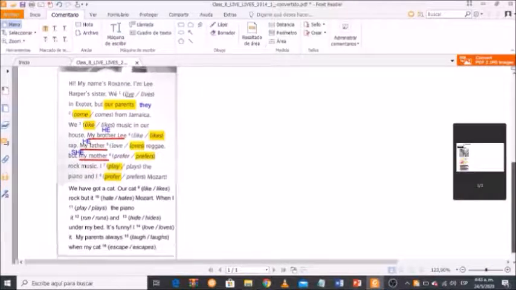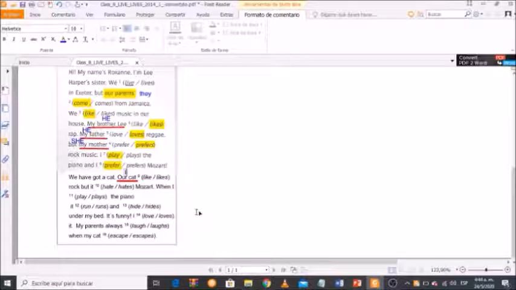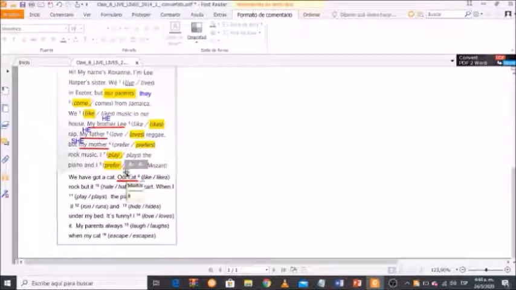Okay, very good. Then it says, we have got a cat. Our cat like or likes rock? Muy bien. What is the subject of this sentence? So, the subject is our cat. Entonces, nuestro sujeto es our cat. ¿Y por qué pronombre podríamos reemplazar este sujeto? Okay, very good. We can replace our cat with the subject pronoun it. Sabemos que cuando hablamos de los animales, y en este caso un singular, podemos reemplazar por el pronombre it.